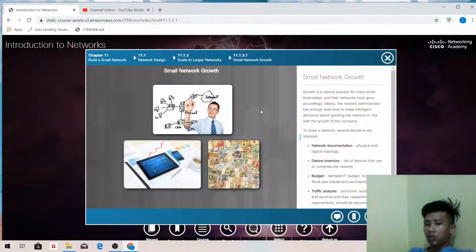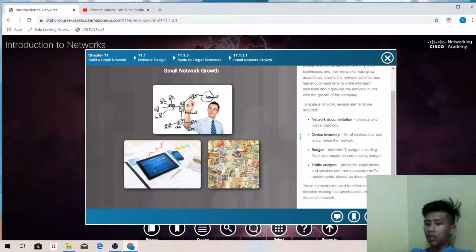Small network growth. This is the network documentation: the physical and logical topology, the device inventory, the list of devices that use or comprise the network, and the budget. Itemize the IT budget, including the fiscal year equipment purchasing budget, and the traffic analysis. Protocols, applications, services, and their respective traffic requirements should be documented.